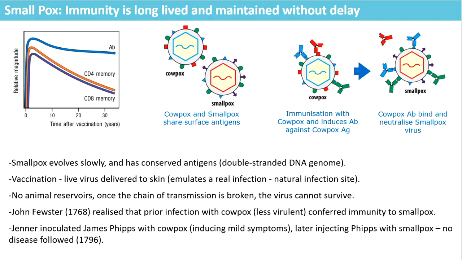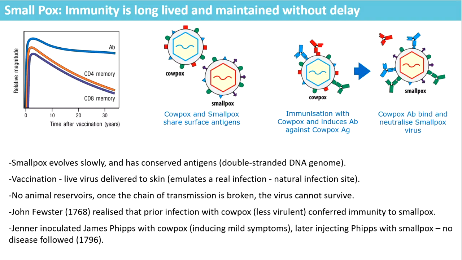It has more proofreading capabilities, and it's less likely to make mistakes. So once we've generated an immunity against that, it's a long-lasting immunity, and it's not going to change because the virus itself is not going to change. We also had good success with it because there's no animal reservoirs. So once we broke the chain of human transmission, that was it. The virus can't survive. Obviously, if there's an animal reservoir, then that's another obstacle that we would need to consider.